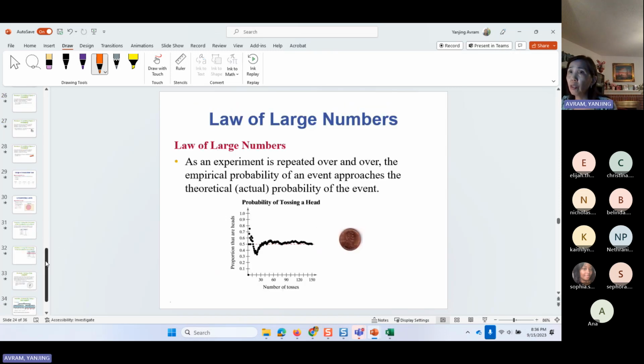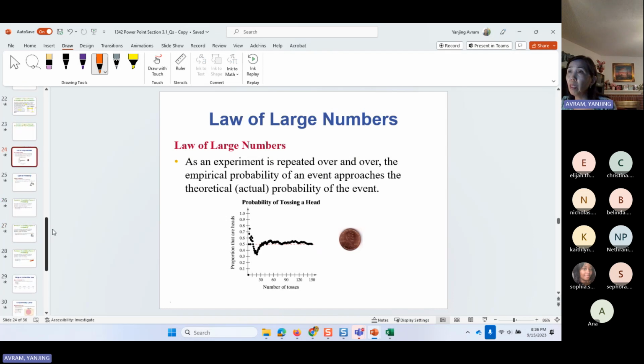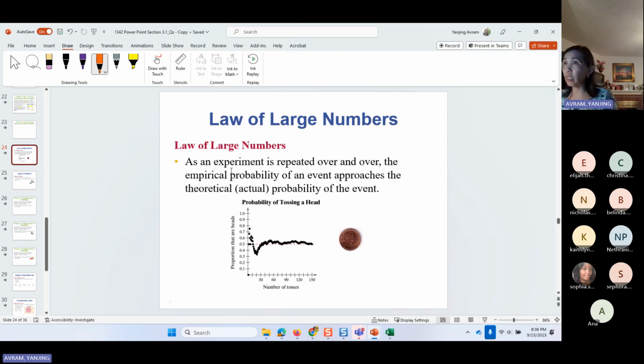All right, I also want to introduce the law of large numbers. When I have an in-person class, I usually tell students, if you flip a penny 10 times, do you get exactly 5 heads and 5 tails? You can do this one on your own at home as well. You can flip a penny 10 times and record how many times you got a head and how many times you got a tail.